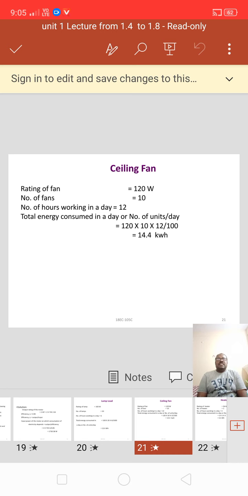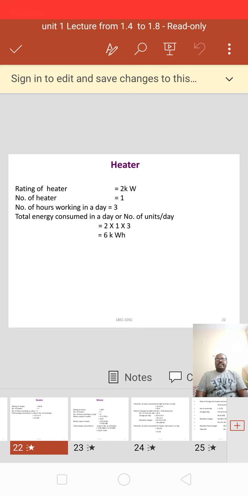Number of fans used in the house is 10 fans. Number of hours working in a day equal to 12. Total energy consumed in a day, or number of units per day, is equal to 120 into 10 into 12 by 1000, that equal to 14.4 kilowatt hours.